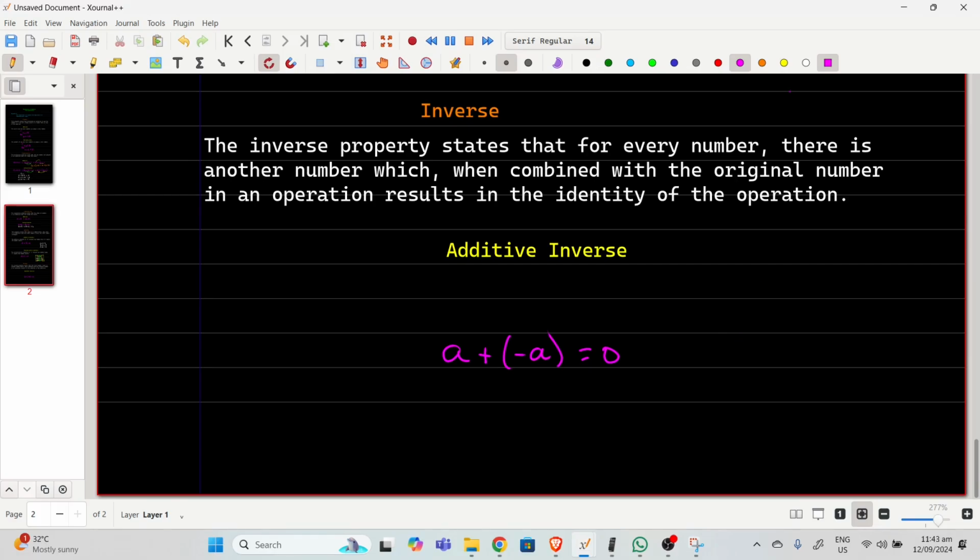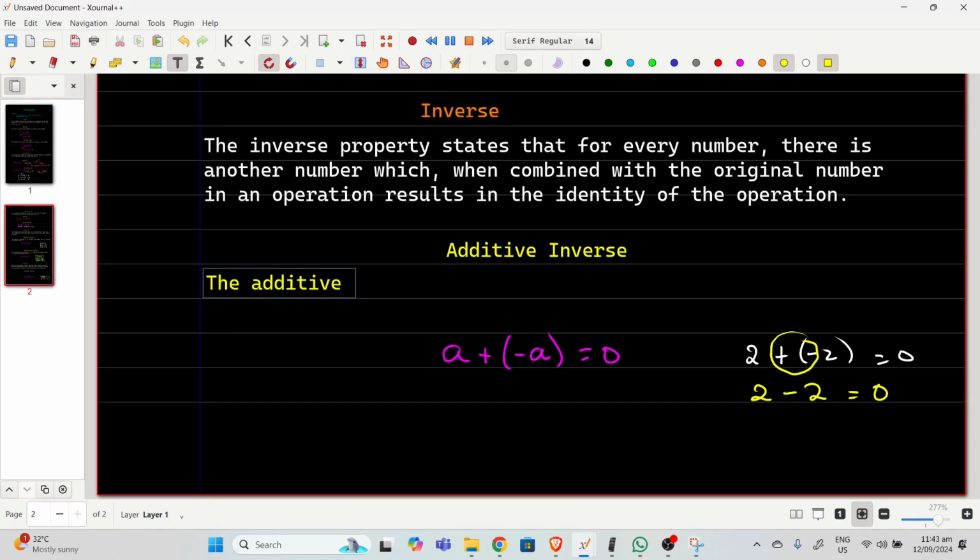For example, you have 2 plus negative 2. This here is 0 because when you simplify that out, plus and minus is a minus, so it's 2 minus 2, and you get your 0 at the end. Let me just put a small note for that. The additive inverse of a number is its negative. So you can see right away, the additive inverse of 2 will be negative 2.